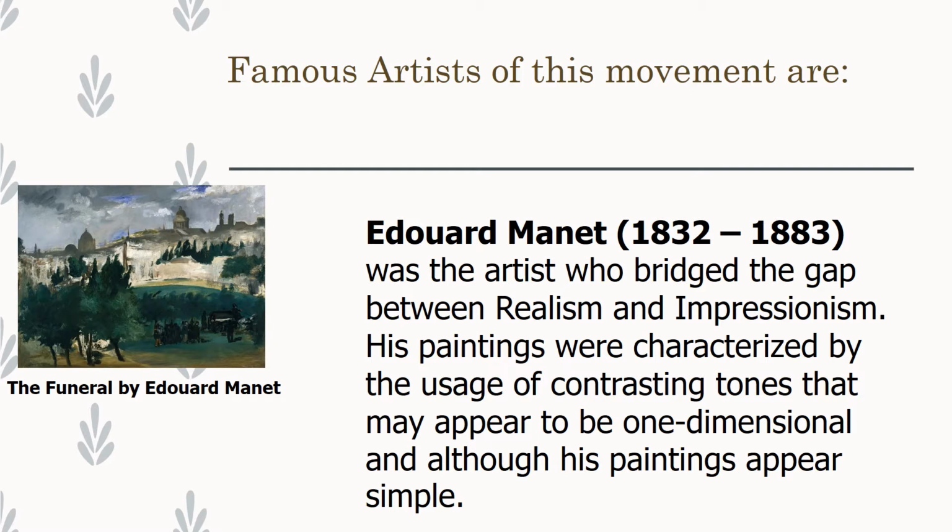Famous artists of this movement are Edouard Manet, 1832 to 1883, was the artist who bridged the gap between realism and impressionism. His paintings were characterized by the usage of contrasting tones that may appear to be one-dimensional, and although his paintings appear simple. This is the example of his painting, The Funeral.